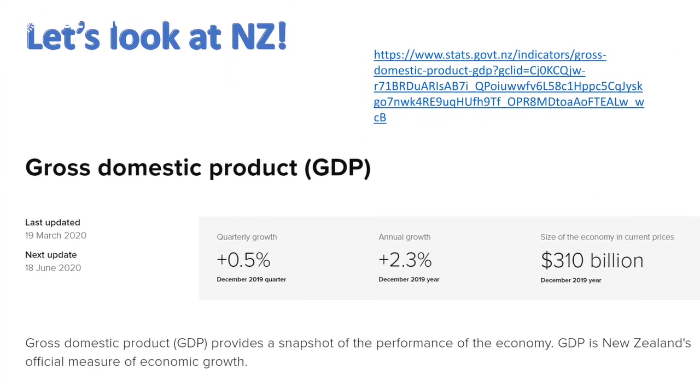So if we actually look at New Zealand, there's a website you can see up the top there called Stats NZ. Really, really awesome for all types of different data. But here we can see, so this is just a screenshot I found. So GDP, this is looking at 2019, so last year. We can see overall there that it says 2.3% was the annual growth. Okay. And then $310 billion was our total output in 2019. So that's the dollar value.